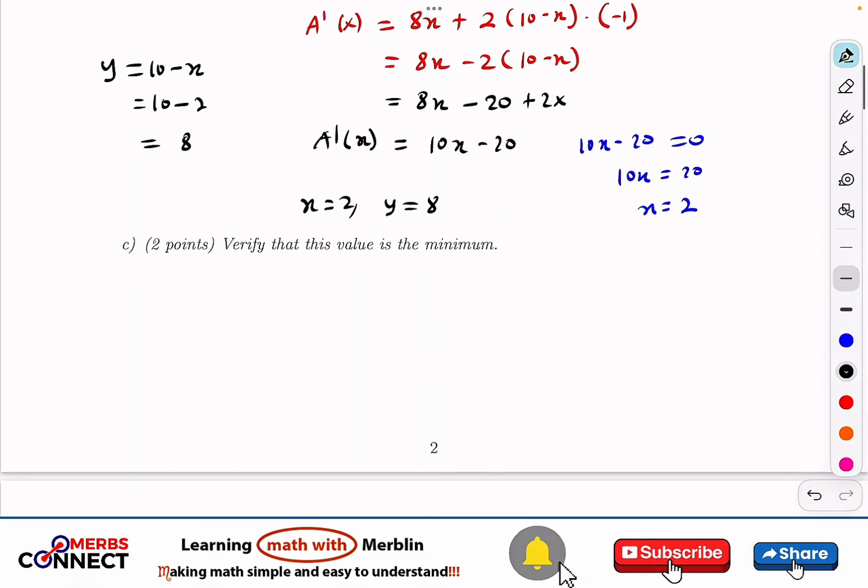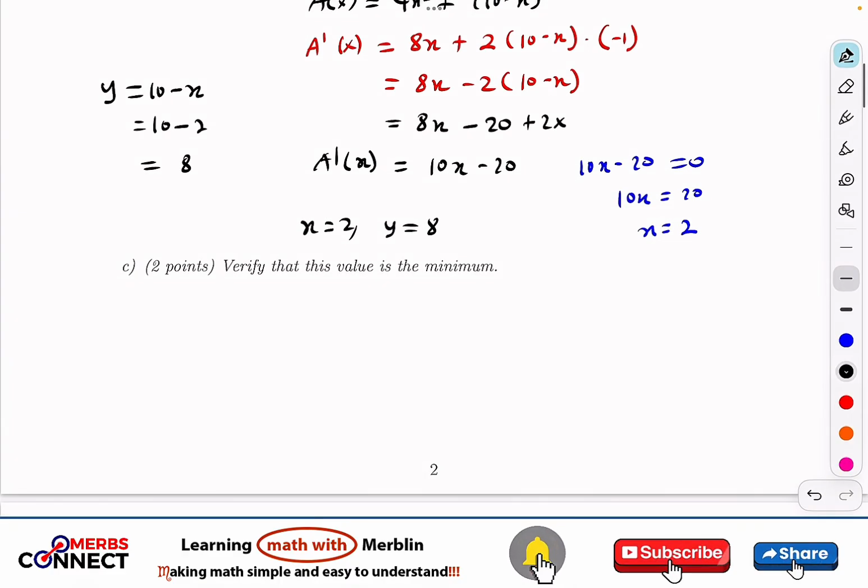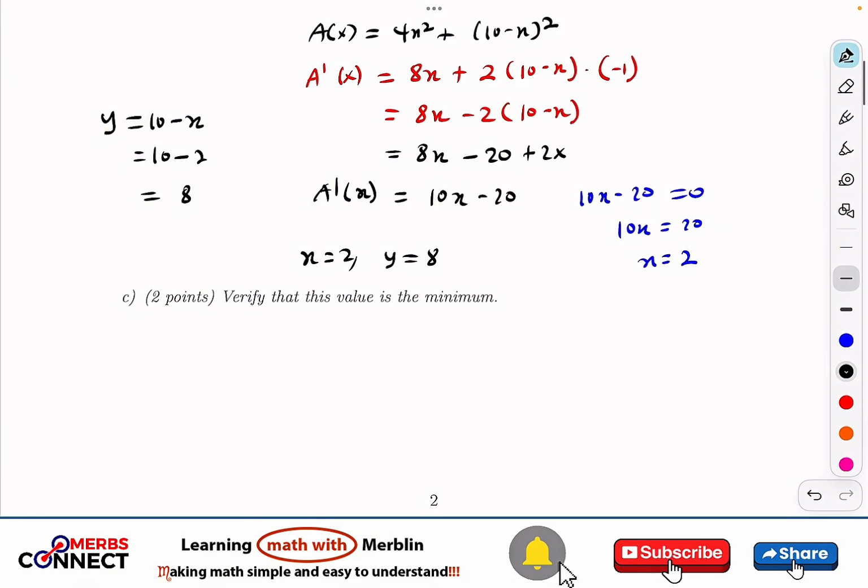Now let's look at C. We want to verify that this value is the minimum, right? We have three ways of doing this. We can use the table, we can use the second derivative test, and we can even use the sign chart. So let's do all of them together here. Now I can use the table here and have my x and have my A of x, because that's what I was using.